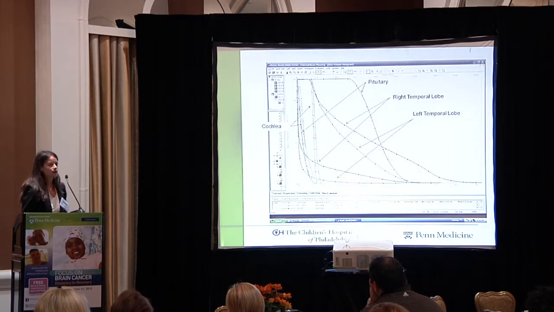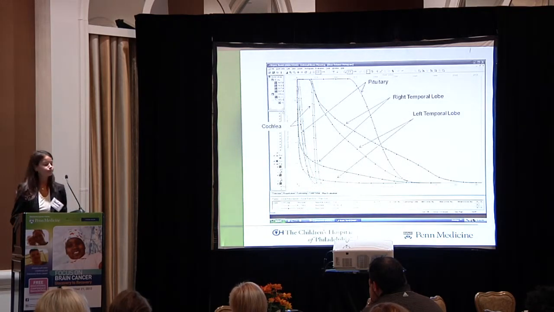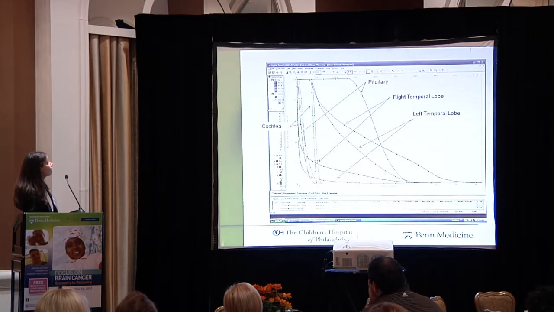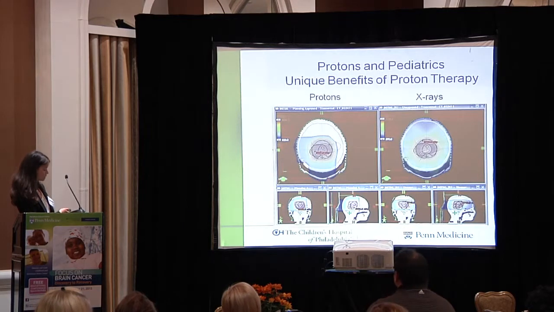This is a graphic way that we interpret radiation plans. Here is basically the volume of the normal structure, and then on the horizontal axis, we're looking at the radiation dose. So let's look at the pituitary gland. This is for this patient, actually.